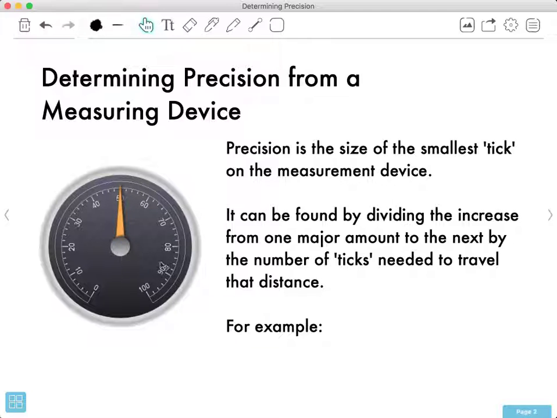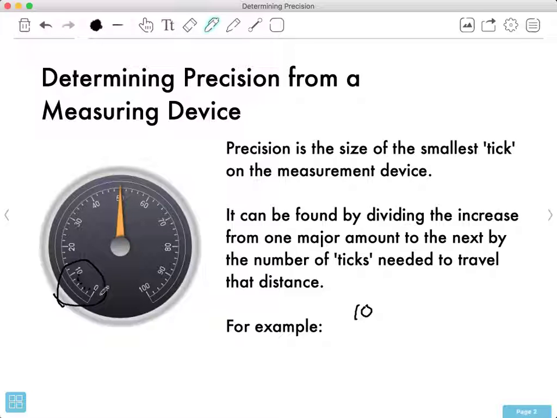So if you're presented with a picture of some kind of measurement device, and here's one, I don't even know what it's measuring. There's no units, just numbers. That's okay. We can find the precision. What you do is you divide the increase to get from one major amount to the next by the number of ticks needed to go that distance. So let's look here just in the first little section. To go from 0 to 10, the amount of increase is 10. In order to go that distance, we need 1, 2, 3, 4, 5 ticks.